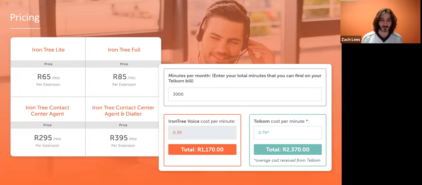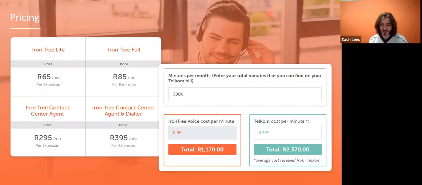So what I've done is I've taken our most popular package. If you look on the left, in the top right corner, IronTree Full. That is the most popular package we have. In terms of features, it's got quite a lot of handy features. I'll be back to explain those all in just a moment.